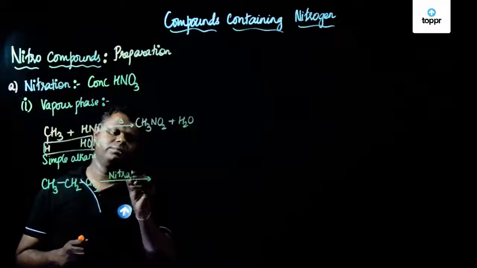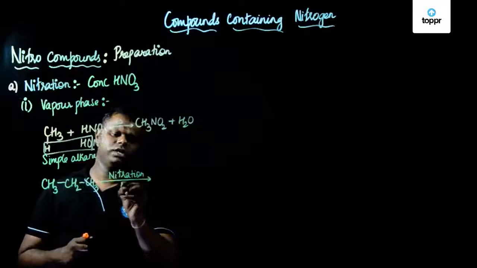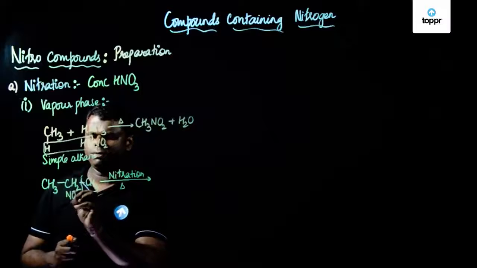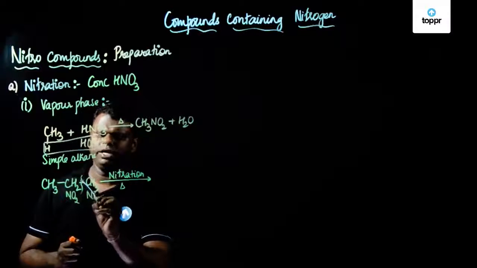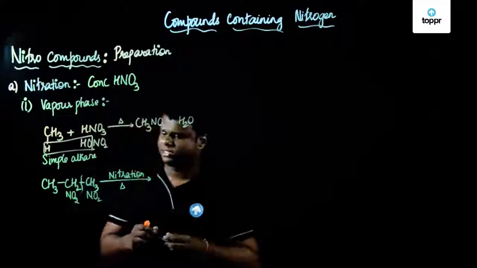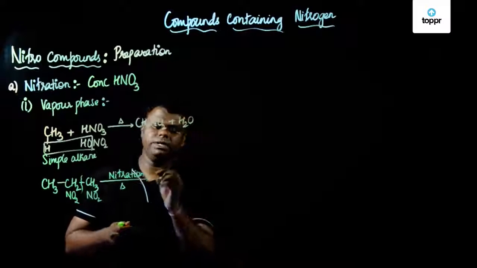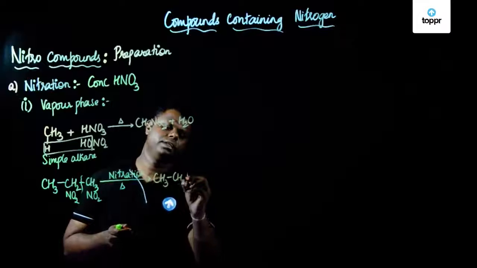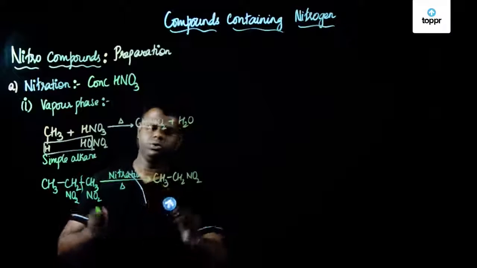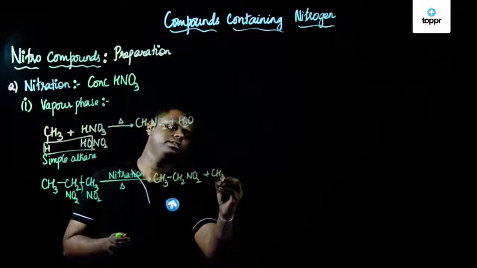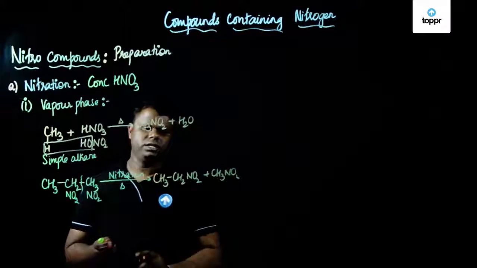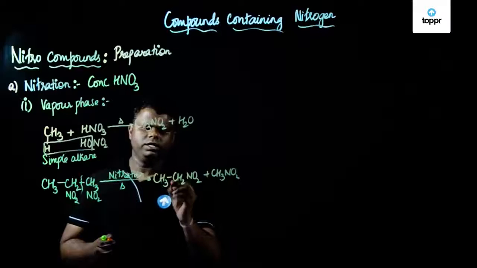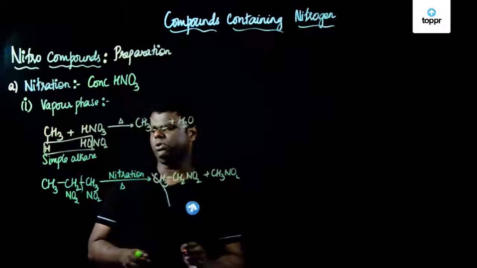Now this would undergo nitration. What exactly happens? Due to high temperature, the bond between carbon and carbon would be cleaved. So NO2 would be coming here and NO2 would be coming here, correct? This is exactly what happens. So you get a mixture of nitroethane, that is CH3CH2NO2, and nitromethane, that is CH3NO2. This is nitroethane and this is nitromethane.